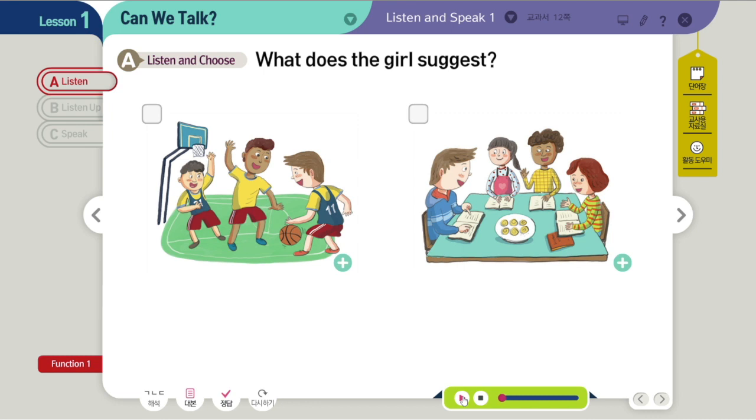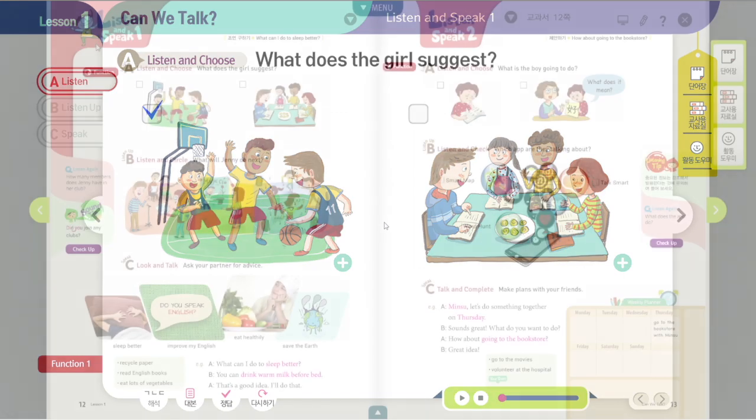That's a great idea. Okay, so the first answer is boys playing basketball. The second answer looks like a group of people sitting around a table reading. Which one did the girl suggest? She said, you can join a sports club. The first answer is the answer.